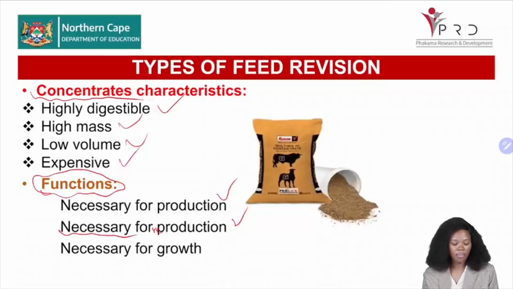And another one, concentrates are necessary for growth. They are necessary for growth because they are highly digestible. They have more nutrients that are digestible. High total digestible nutrients, TDN.